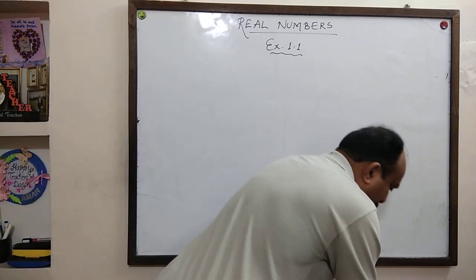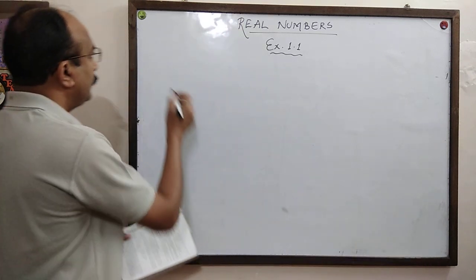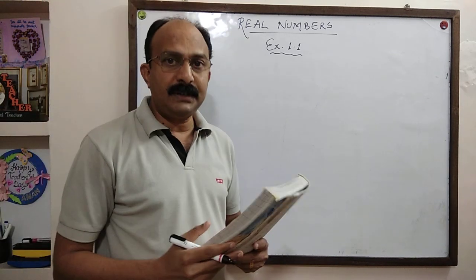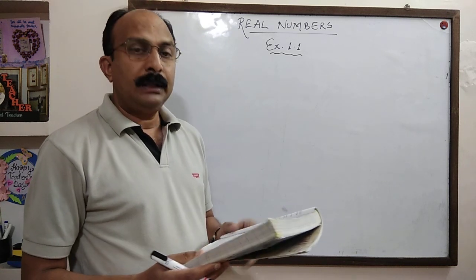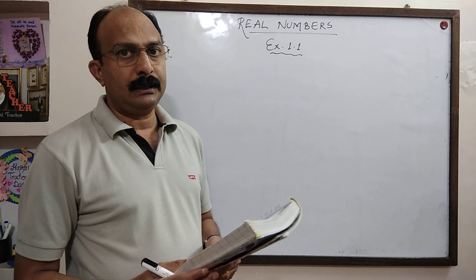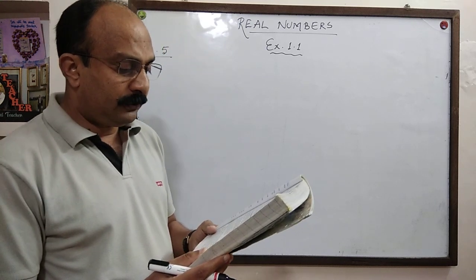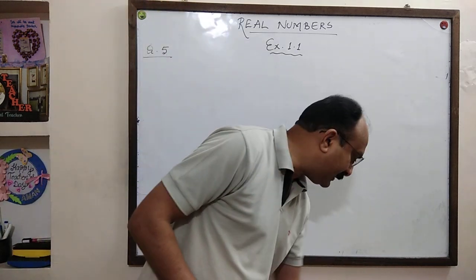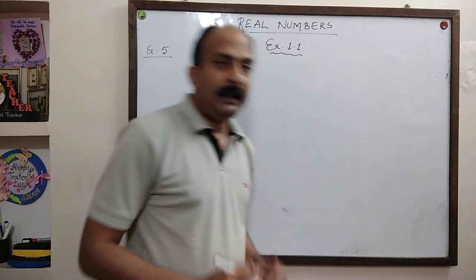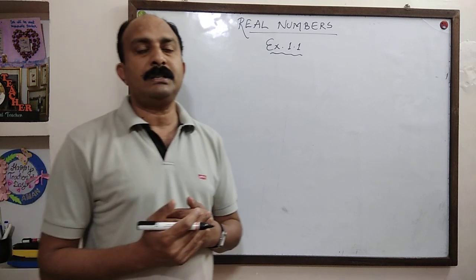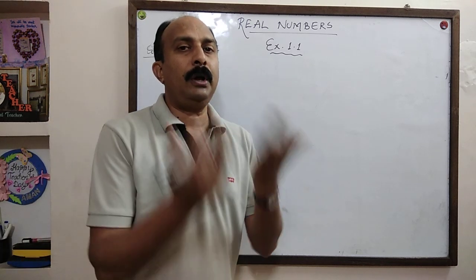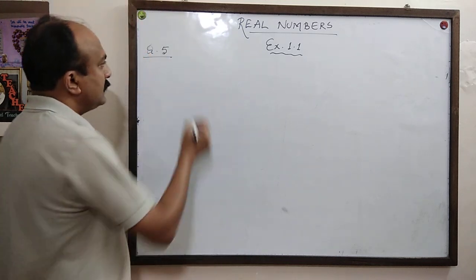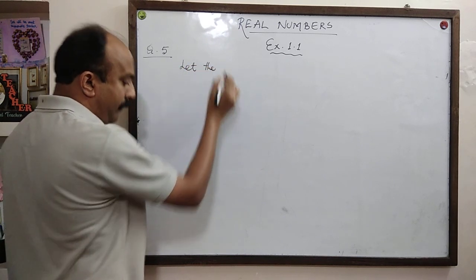Now the next question, that is question number 5. Question number 5 is, use Euclid's division lemma to show that the cube of any positive integer is of the form 9m plus 1 or 9m plus 8. Just like the previous question. In the previous question we were asked to represent the square of the given positive integer as 3m or 3m plus 1. Now cube.